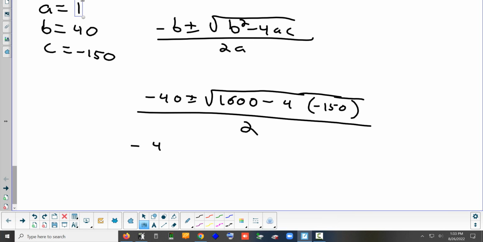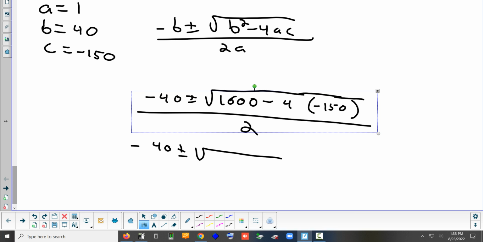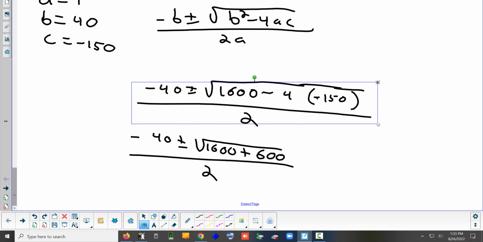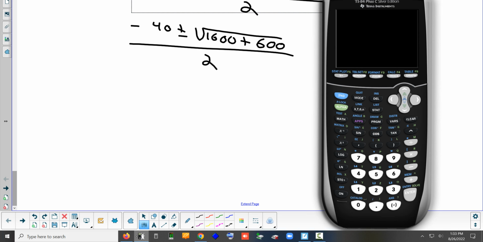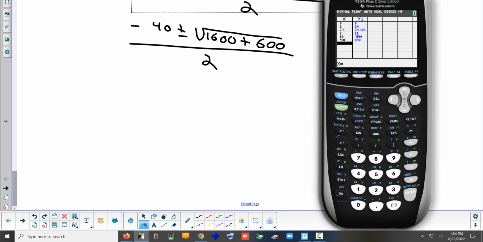All right, so that's negative 40. This is minus a minus, so that's going to turn into a plus. What's 4 times 150? 600. Again, minus a minus makes that a plus. This is why we couldn't factor it, because the square root of 1600 plus 600 is not a nice number. I'm not sure what it is, so use your calculator.